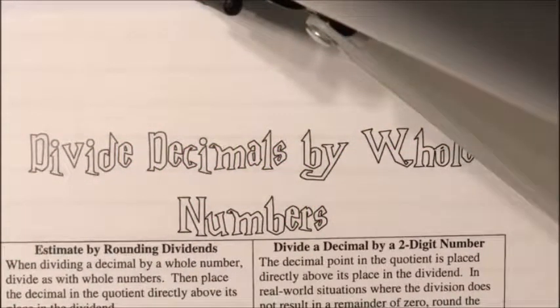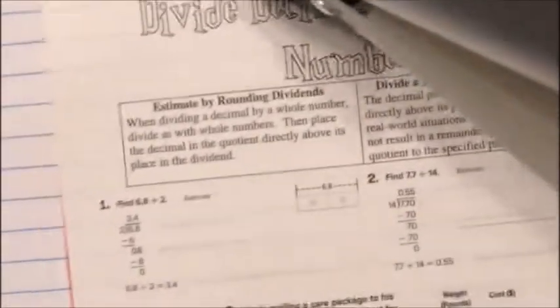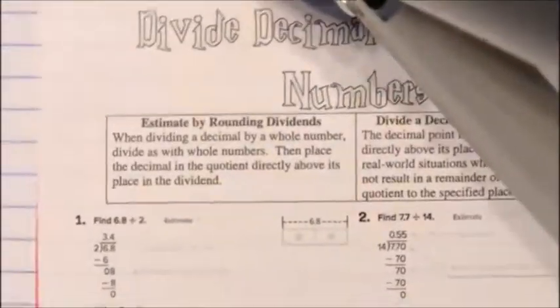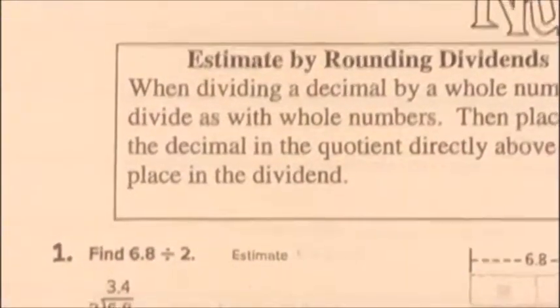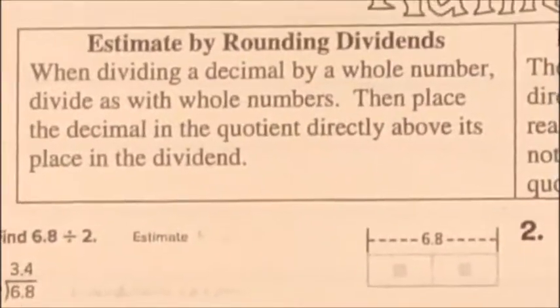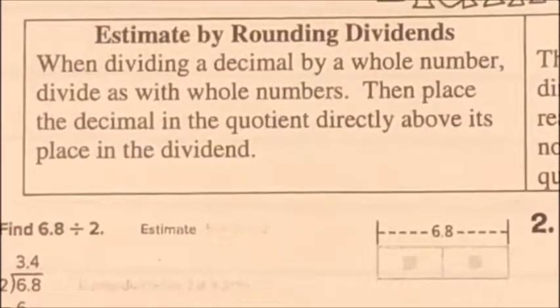This is Chapter 3, Lesson 7, Divide Decimals by Whole Numbers. So there are a couple of things that we can do. We can estimate by rounding the dividends, which is what we've done before. So when dividing a decimal by a whole number, I just divide as with whole numbers. Then place the decimal in the quotient directly above its place in the dividend. Okay.